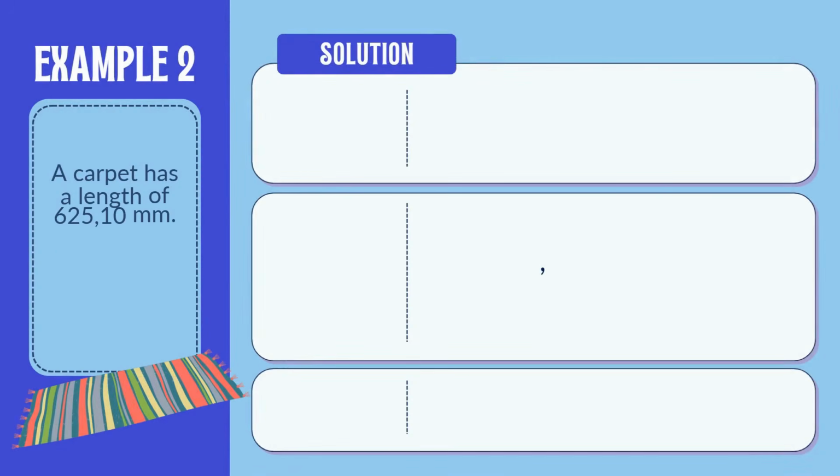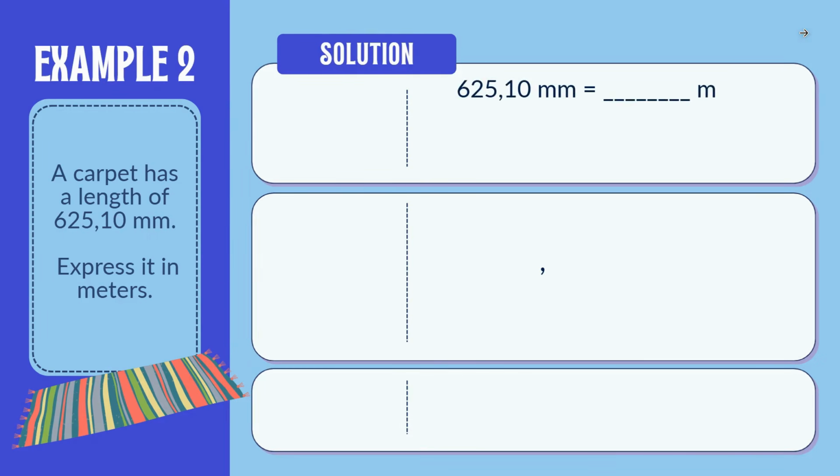Let's have a look at another example. A carpet has a length of 625,10 millimeters. Express this in meters. Now you write down, you need to convert from millimeters to meters. Remember, there's 1000 millimeters in 1 meter.